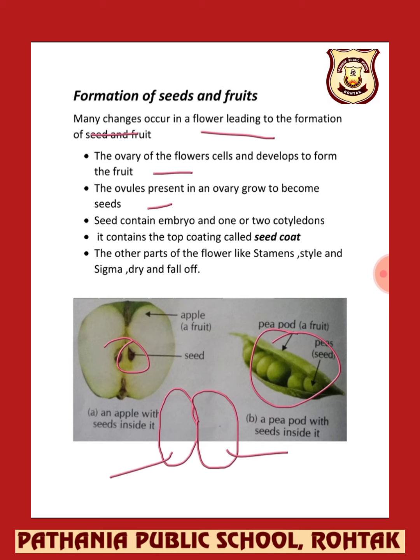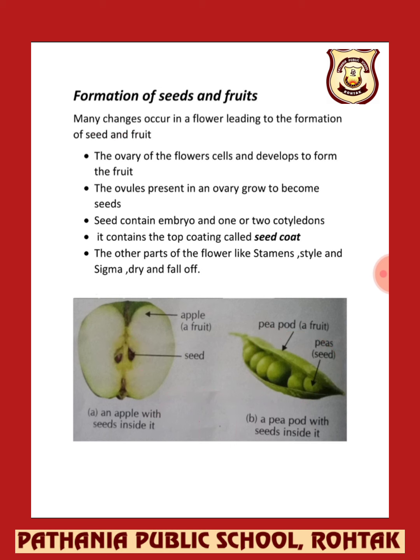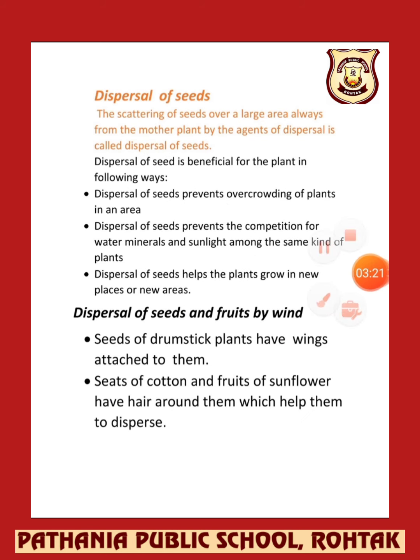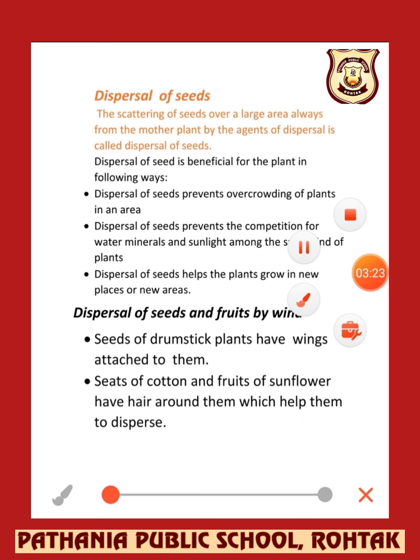Okay. So it contains the top coating called seed coat, and the other parts of the flower like stamen, pistil, stigma dry and fall down, of course. Only the seeds and outer coating are left and the other parts will fall down. Only this will remain. Now next is the dispersal of seed.